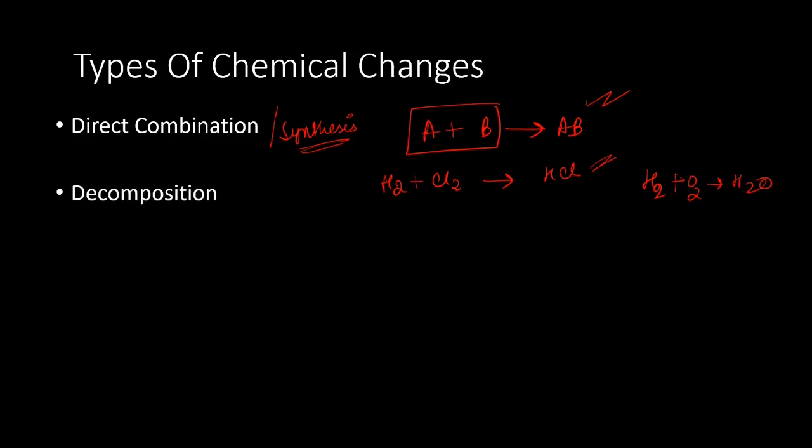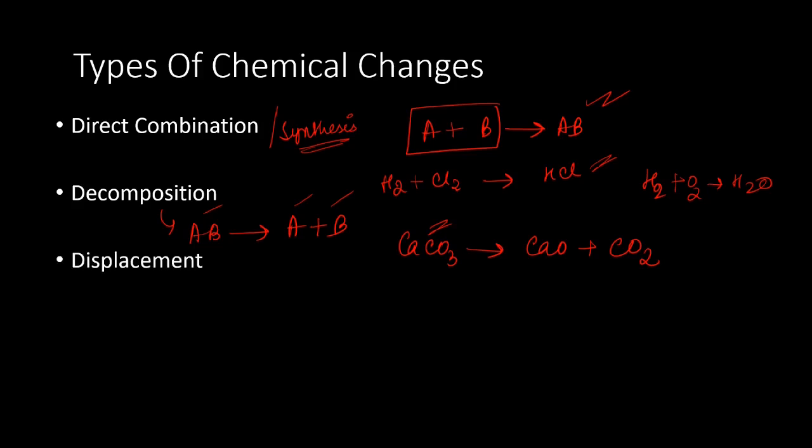Decomposition. Decomposition is exactly the opposite of a combination reaction. AB breaks to form A plus B. That's it. Exactly the opposite reaction. Example, CaCO3, from which CaO plus CO2 are formed. So, direct breaking of one compound into two.